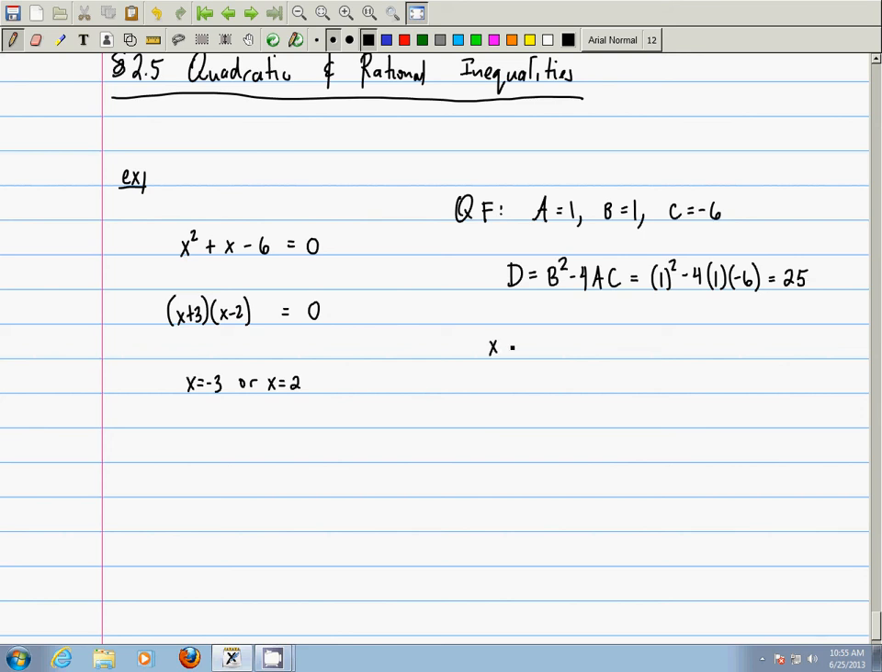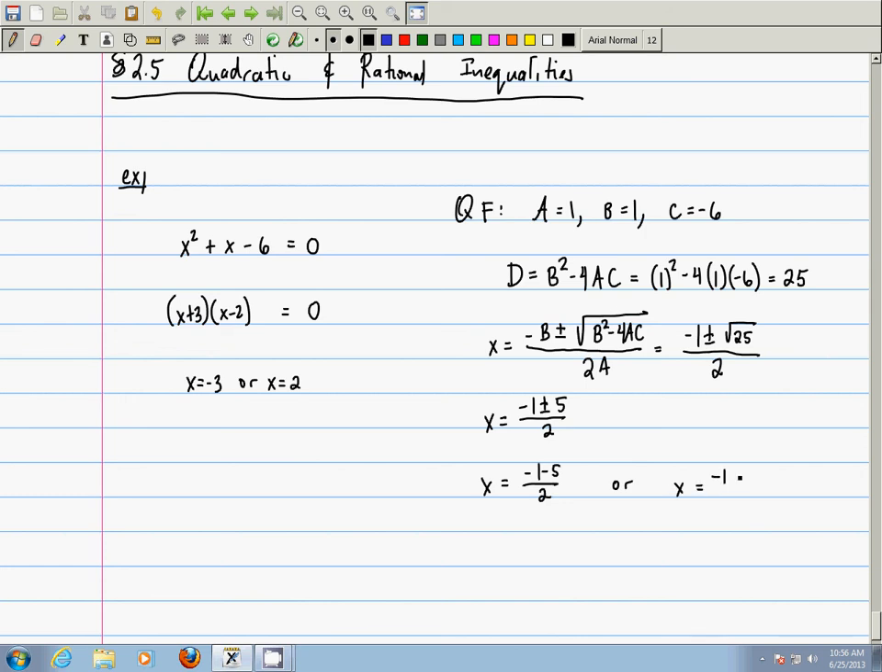So the solutions are x is negative b, right? You remember it? And then plus or minus the square root of b squared minus 4ac over 2a. Those are the solutions. So x is negative 1 plus or minus the square root of 25, over 2a, and since a is 1, just over 2. The square root of 25 is 5. So what are the two solutions? x is negative 1 minus 5 over 2, or x is negative 1 plus 5 over 2.